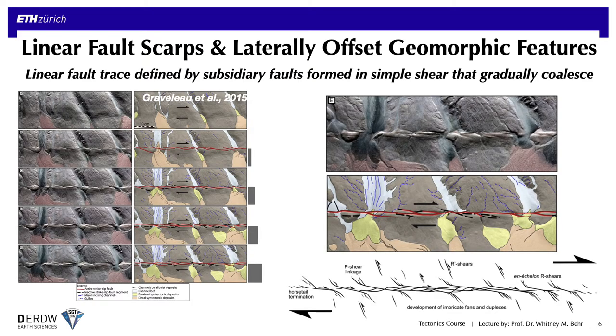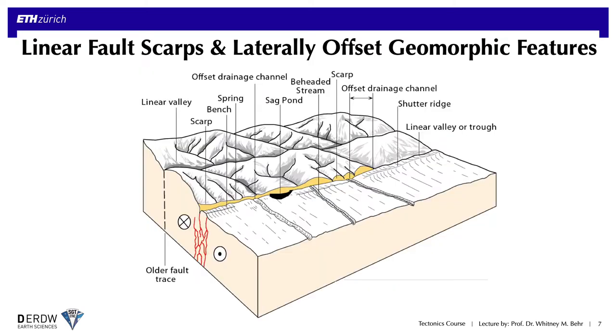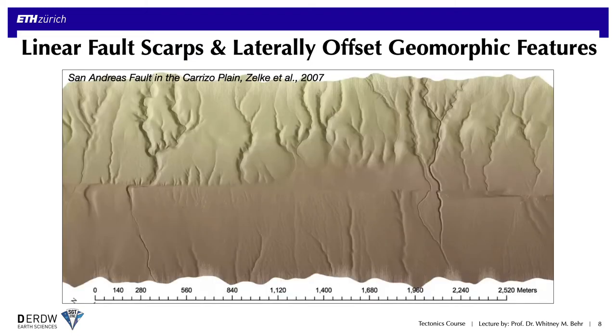And then the interaction between these structures developing along the fault and the topographic and depositional features can produce a whole host of interesting morphological features that are characteristic of strike-slip faults. Here's a cartoon showing most of these features and their terminology. I won't be going through all of these, but many of them are self-explanatory, and I'll highlight a few with examples in subsequent slides.